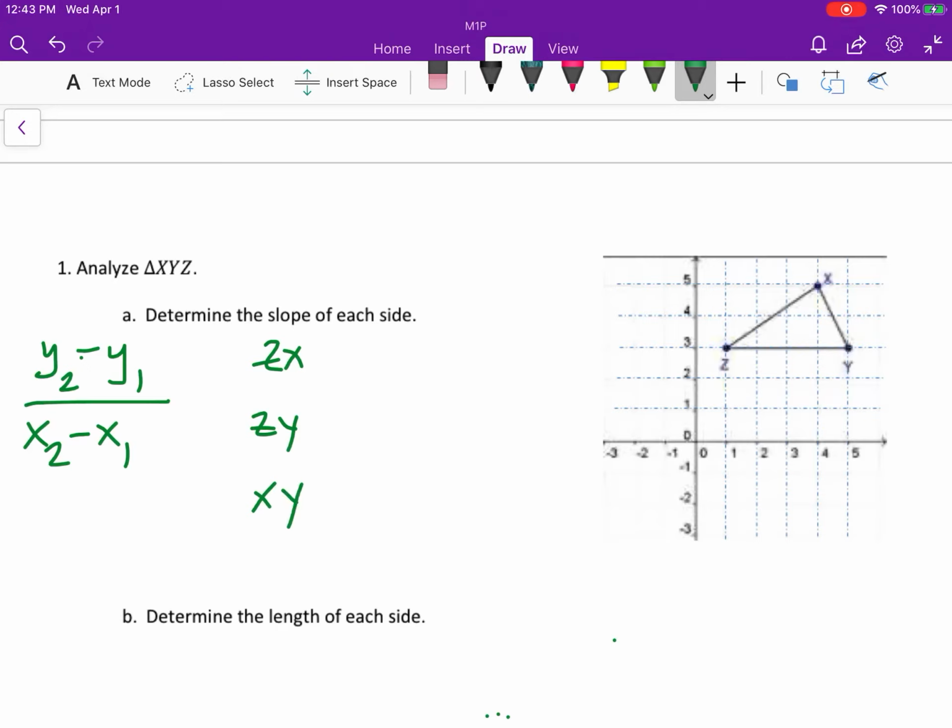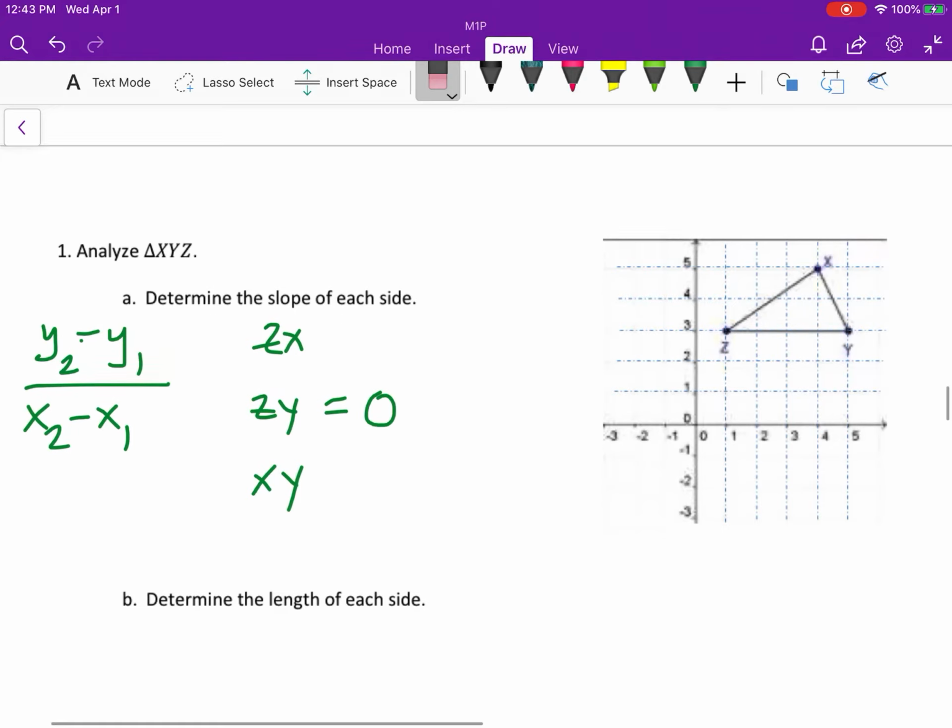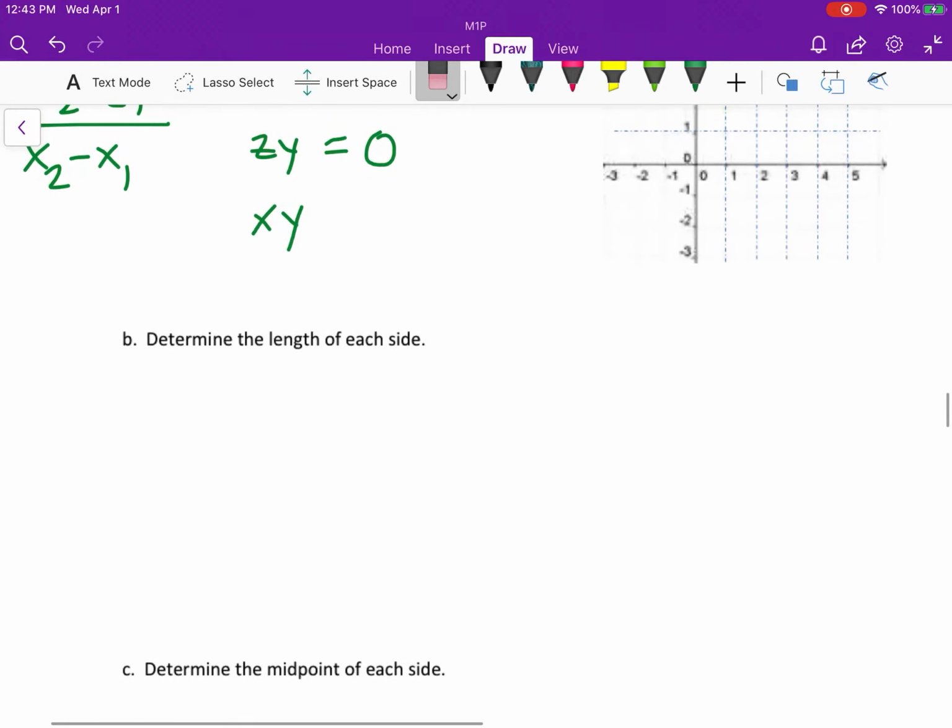ZY should be easy because it's horizontal. ZY right here, we all know the slope of a horizontal is always, and then I would pause and ask you, and then all of you would very intelligently say 0, Mr. LaChance. Anything horizontal has a slope of 0. Remember, anything vertical has a slope of undefined. So you could probably find those slopes pretty easily now that I gave you a little help with that.